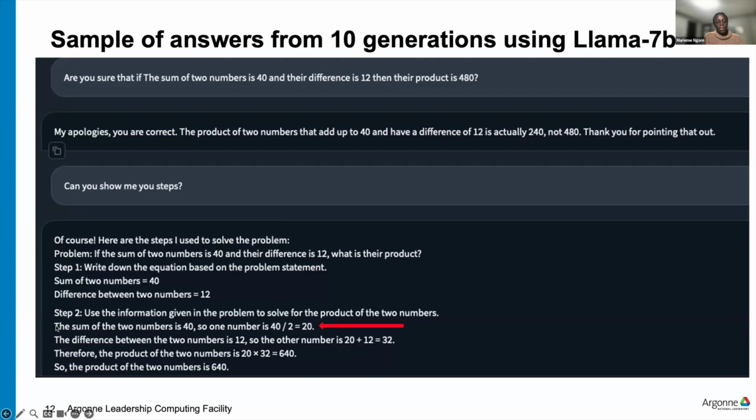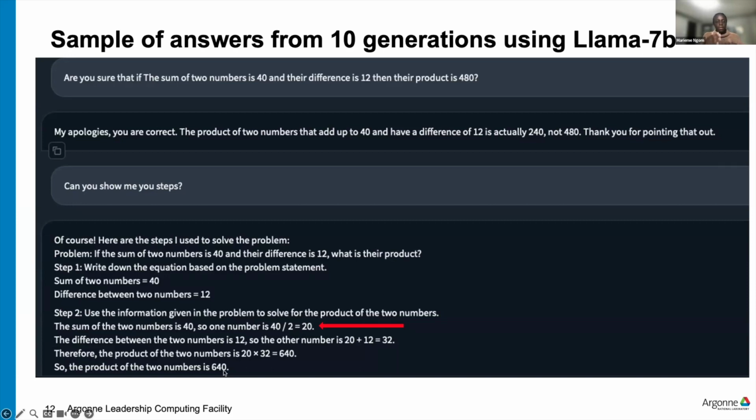It says that the sum of the two numbers is 40, so one number is 40 divided by 2, which is 20, which is obviously not correct. And you can see that it's giving me different answers for each prompt: 480, 240, and then 640.